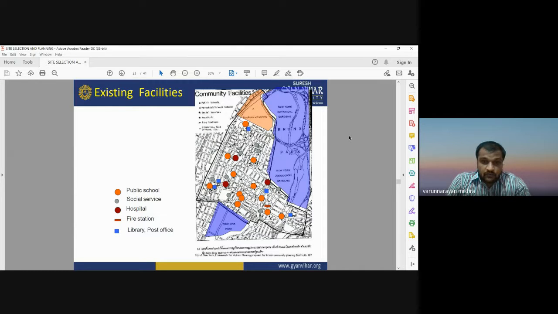Existing facilities: we should also check the existing facilities of that study area. How many schools are there, how many hospitals are there, what is the distance to the fire station, how many post offices and libraries are there, and how many different kinds of social services are there. Before selecting any site, we need to check the existing facilities in that study area. If there is good availability of hospitals, libraries, and public schools, then that area is very suitable for any kind of construction. These existing facilities need to be studied before site selection, before any kind of construction.